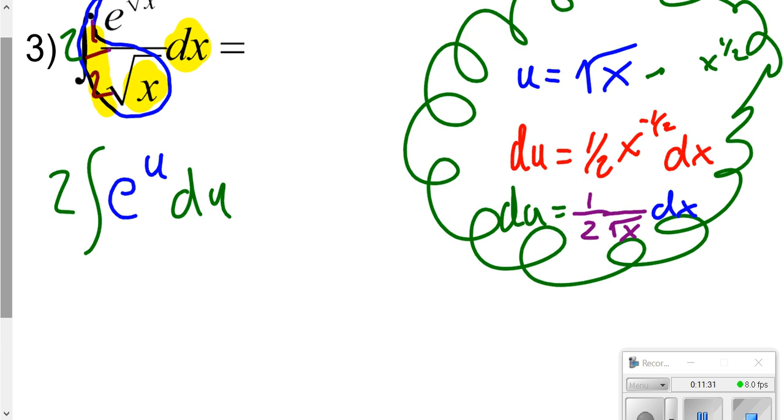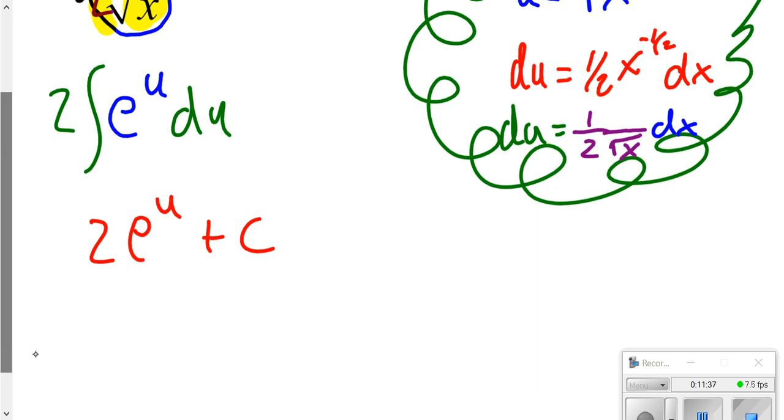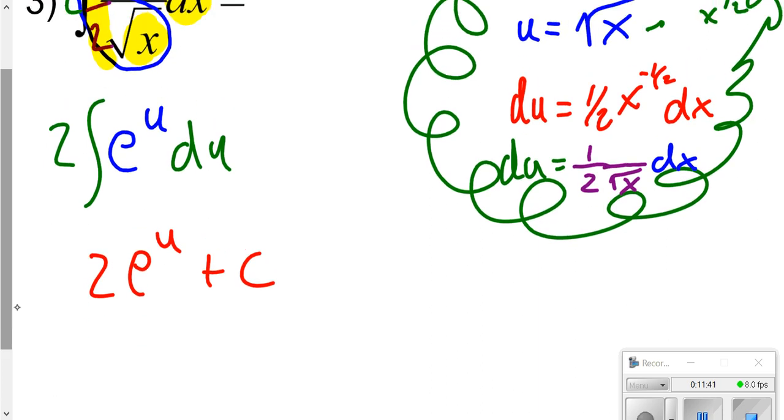What's the antiderivative of e to the u? E to the u. Toss down the plus c. Don't forget to go back to the cloud, or you're going to get negative 7. And then we are done.